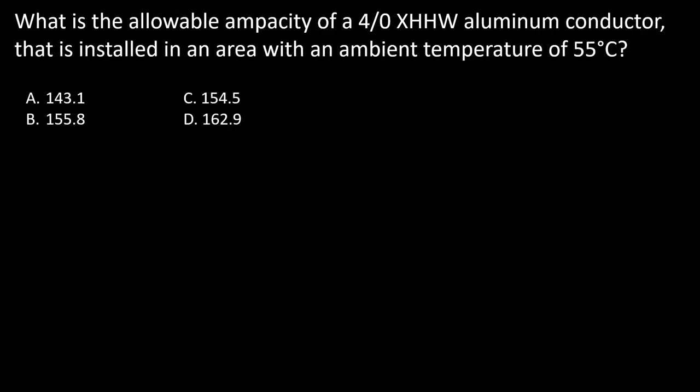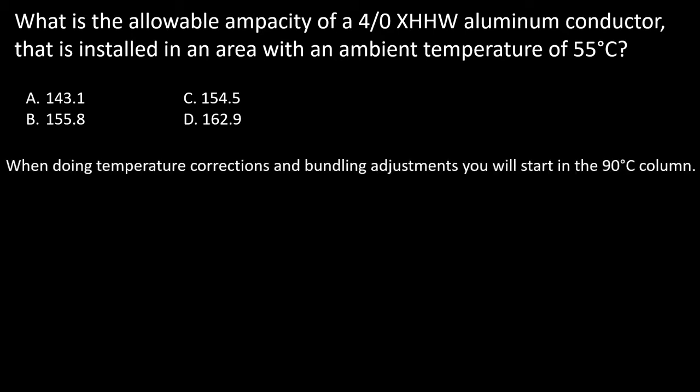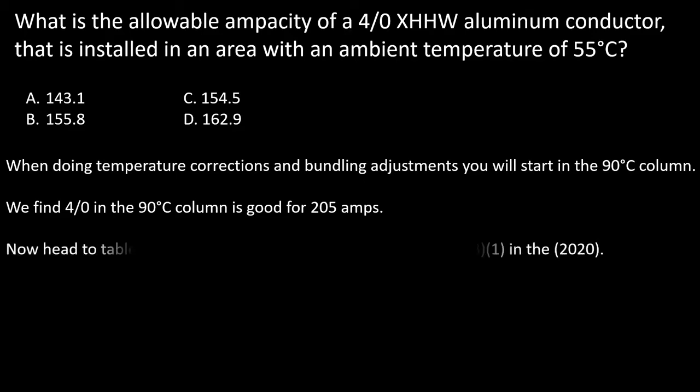What is the allowable ampacity of a 4-aught XHHW aluminum conductor that's installed in an area with an ambient temperature of 55 degrees C? We're going to start in the 90 degrees C column. We're going to find that 4-aught in the 90 degrees C column for aluminum is good for 205 amps.